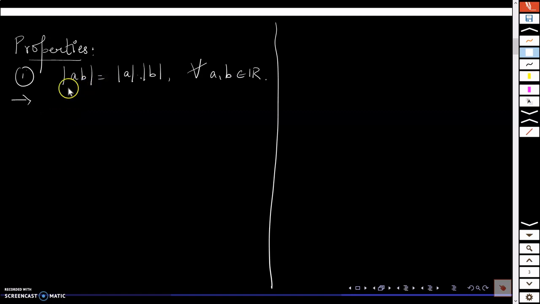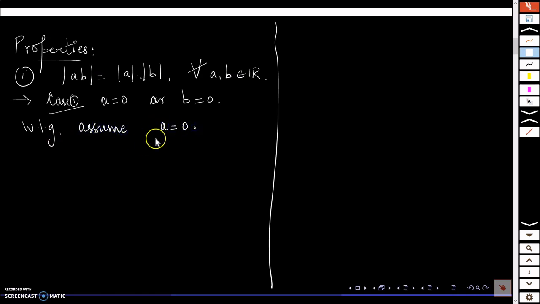The simplest case is when one of the numbers a and b is 0 or both are 0. So case 1 says either a is equal to 0 or b is equal to 0. So let's assume that without loss of generality, I'll assume one of them to be 0, and same thing will work when the other one is 0 or both are zeros. So without loss of generality, I'll assume that a is equal to 0. So if a is equal to 0, then what is modulus of a? That is going to be also 0, right?